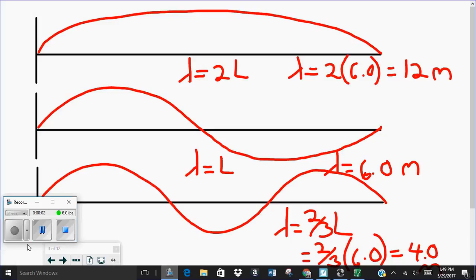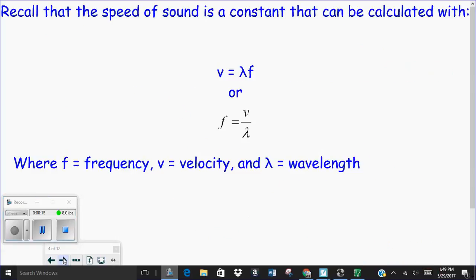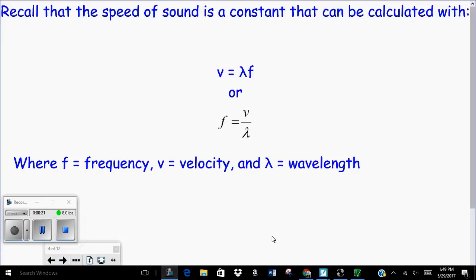So how can we find the frequencies that go along with these standing waves? The first frequencies we're going to find are the first three harmonics for stringed instruments: guitars, pianos, bass guitars, violins, and so on and so forth. So remember, to find the speed of a wave, you multiply the wavelength times the frequency. Or we can rearrange that equation to say that the frequency is equal to the speed of a wave divided by its wavelength. And remember that the speed of sound is a constant, and it's usually around 343 meters per second.